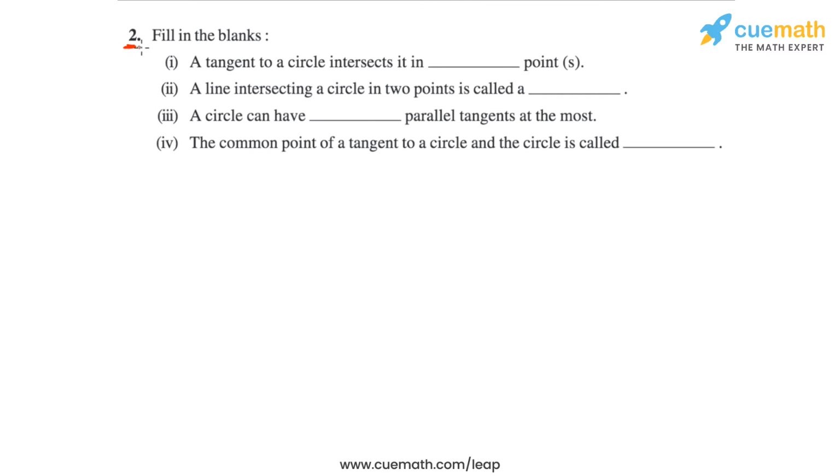In question 2 of this exercise, we have to fill in the blanks for each of the 4 given statements. So the first statement says, a tangent to a circle intersects it in blank points. So basically this is asking a tangent to a circle intersects it in how many points.